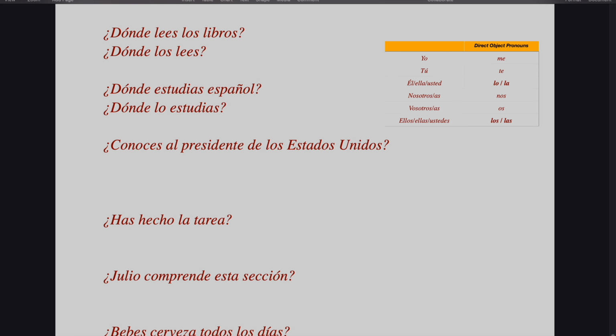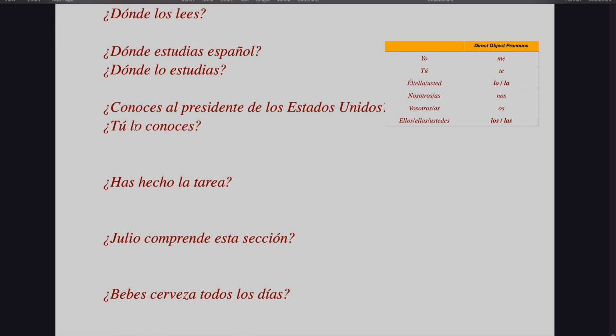Next one, ¿conoces al presidente de los Estados Unidos? Do you know the United States president? So, do you know him is our English sentence. Do you know him? I'll just simply put it as lo conoces, right? I could have also put tú lo conoces. As I said, we do not generally write the sentence starting with an object pronoun. Tú lo conoces is enough. Do you know him? That's it. This lo is representing him, the president of the United States.